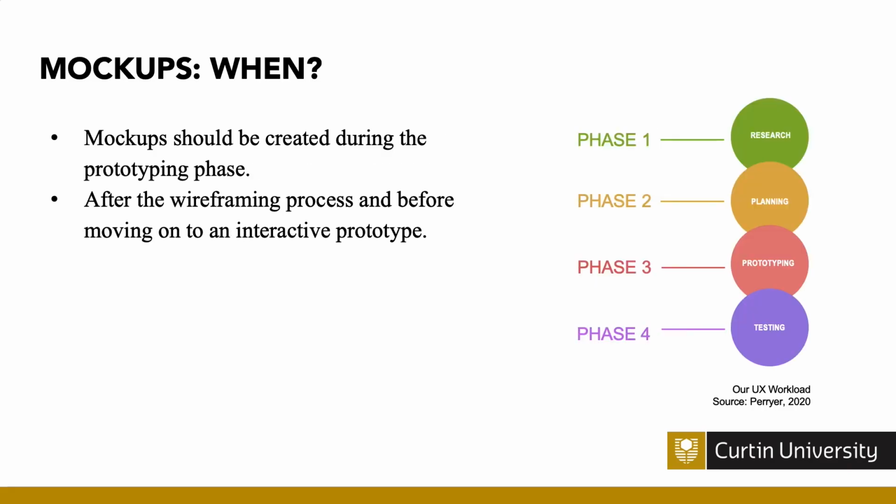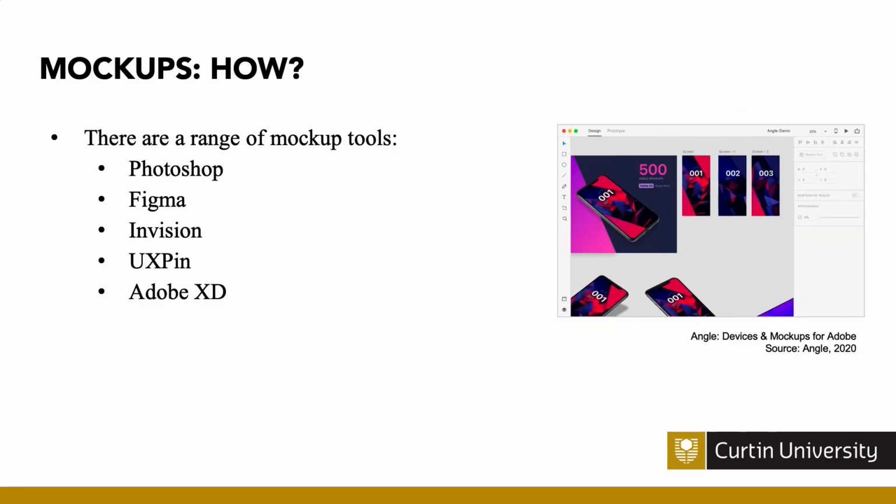Now, when do we do mockups? Usually, mockups should be created during the prototyping phase, so phase 3. It's usually done after the wireframing process and before we move on to an interactive prototype. So there's obviously a whole range of tools that you can use to do your mockups. If you're comfortable using Photoshop, that's awesome. There are a whole range of tools that you can use for mocking up and then prototyping as well.